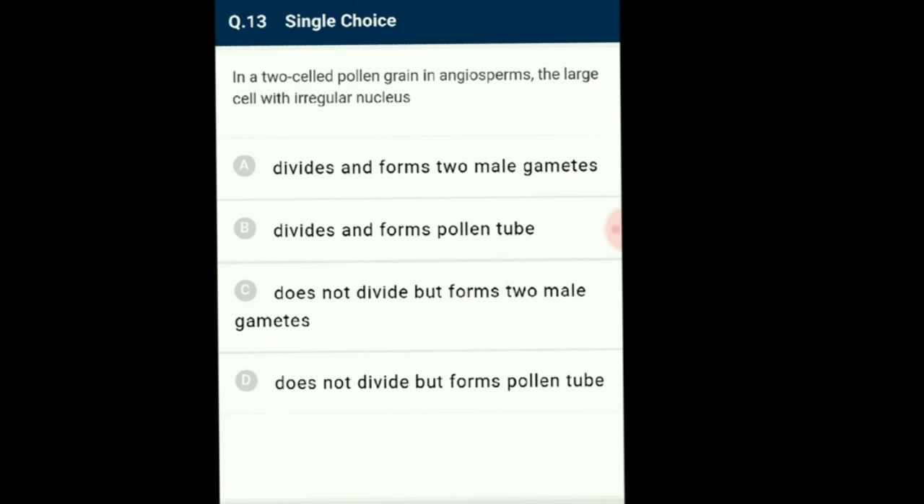In a two-celled pollen grain in angiosperms, the large cell with irregular nucleus. Option A, cells of pollen grain are vegetative cell and generative cell. The generative cell is a small spindle-shaped cell.